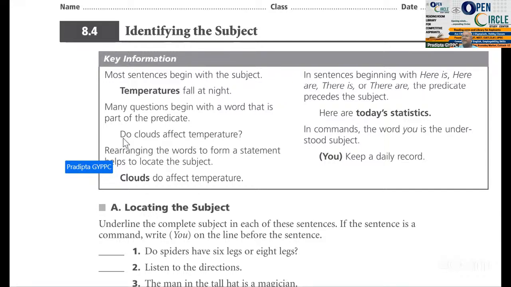So do is a helping verb. Can anyone tell me where is the main verb? Clouds. Clouds is the noun. Affect. Affect is the main verb. So, do clouds affect? Affect is the main verb. Do is the helping verb. Rearrange the words to form a statement. Clouds do affect temperature. Can you tell me what is do here?